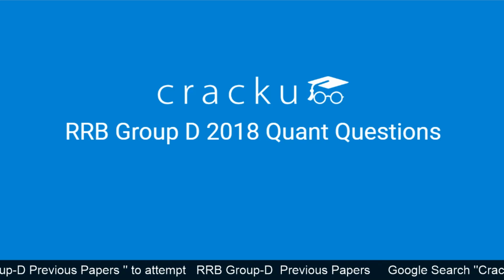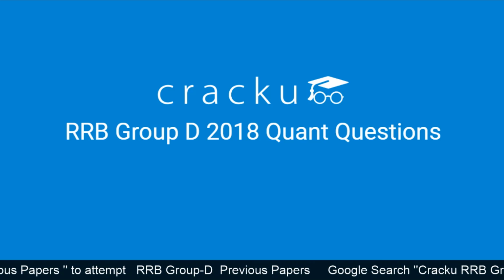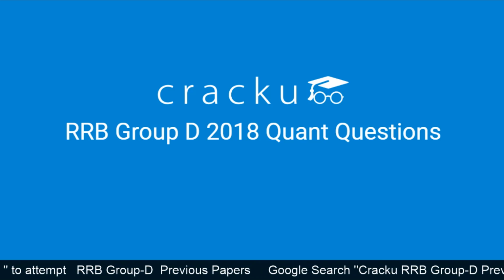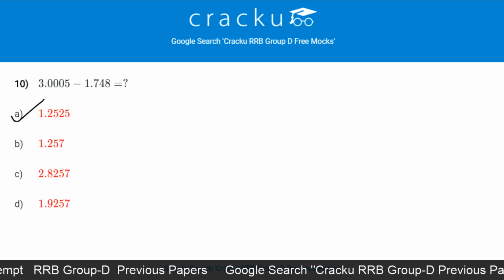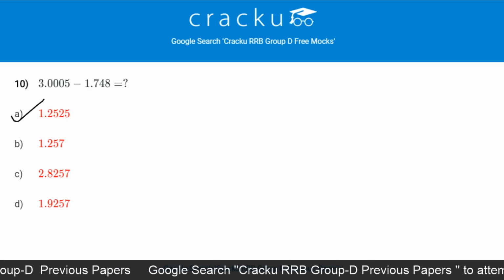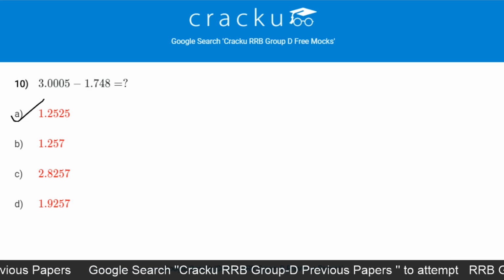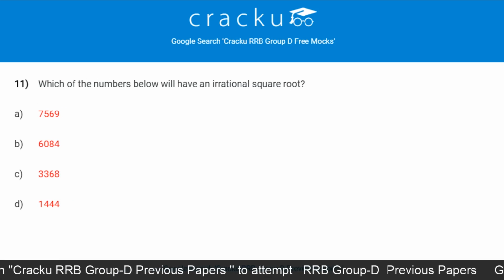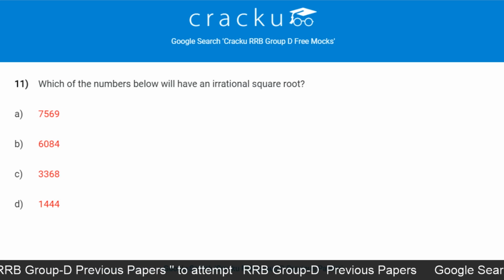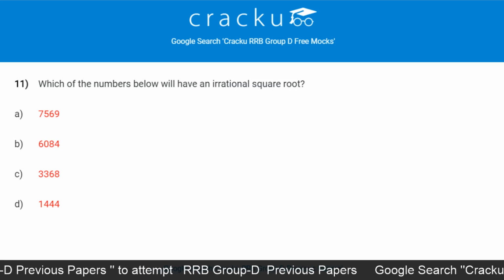We are back with RRB Group-D 2018 Quant questions, that is the December 17 examination paper. In the last video, we have completed till the 10th question. In this video, we are going to start with the 11th question. Which of the following numbers below will have an irrational square root?